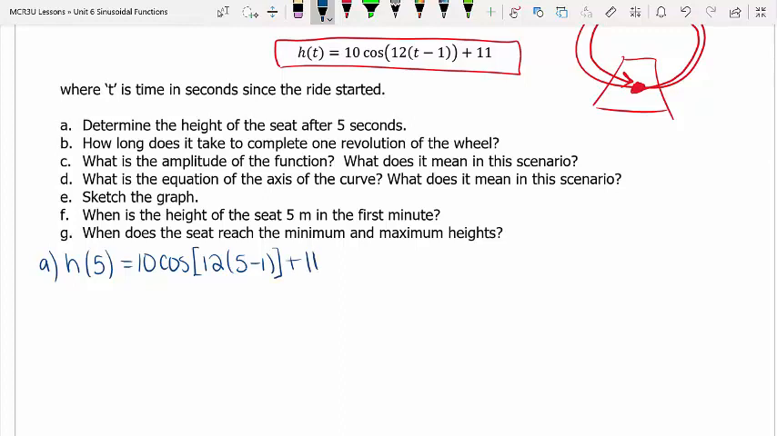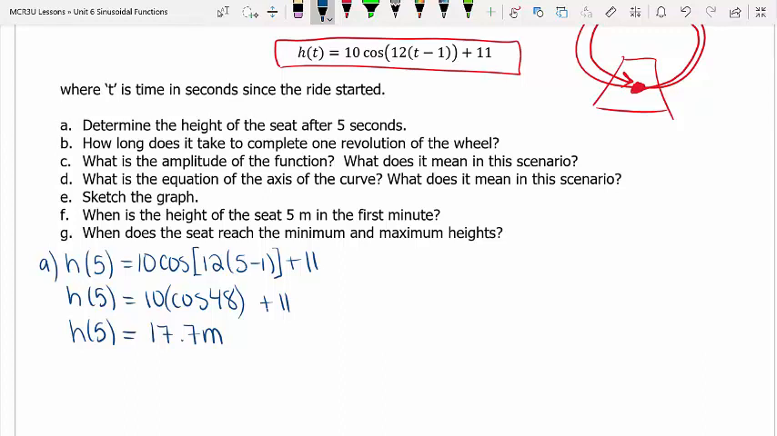Okay, so I'm going to simplify inside of the brackets first. And then I'm going to solve this completely in one step, so just make sure that you have brackets around your cos 48. And you should get 17.7 meters. So that means that the height of the seat after 5 seconds is 17.7 meters.